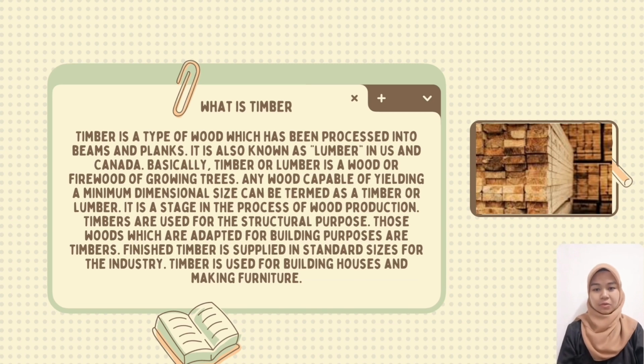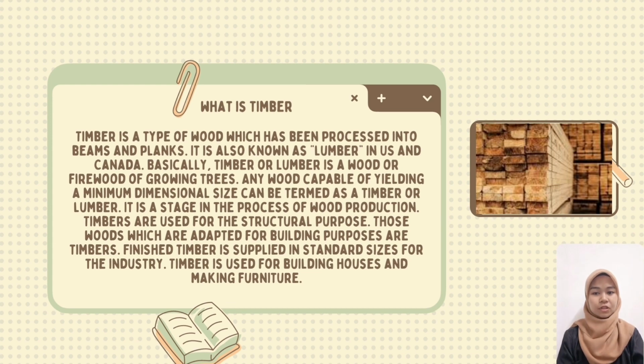Okay, first is what is timber. Timber is a type of wood which has been processed into beams and planks, and it is also known as lumber in the US and Canada. Basically, timber or lumber is wood or firewood from growing trees.